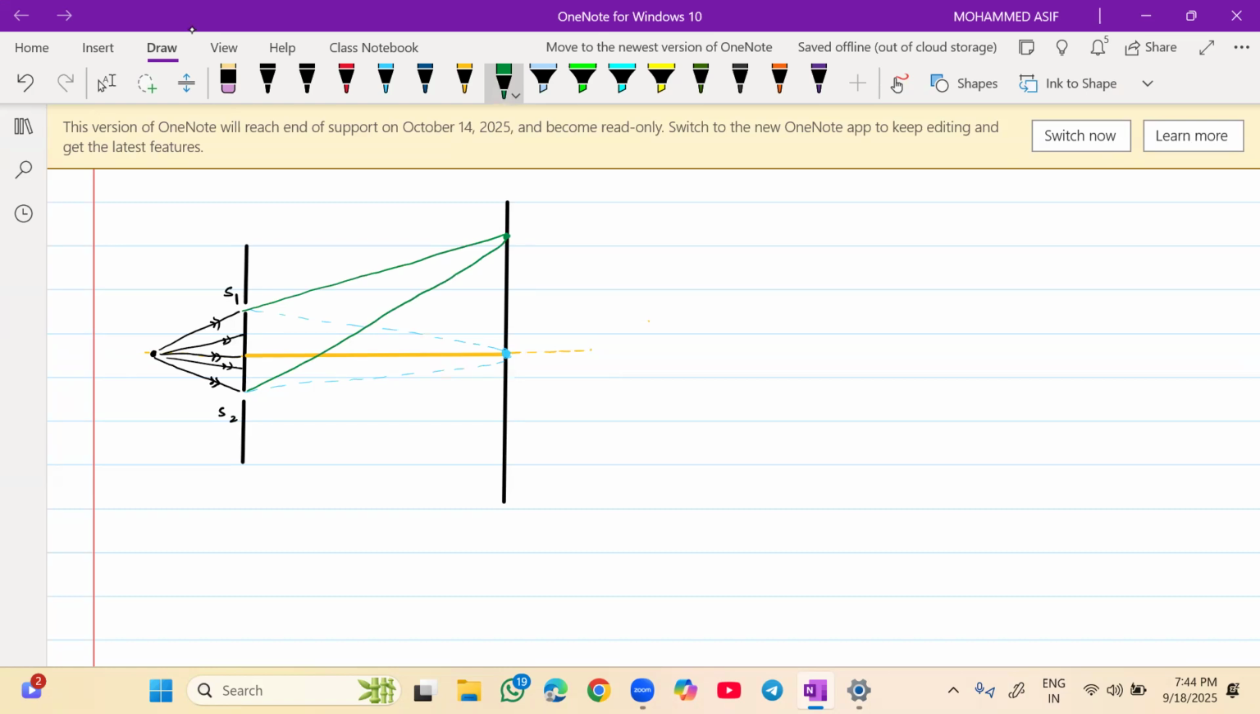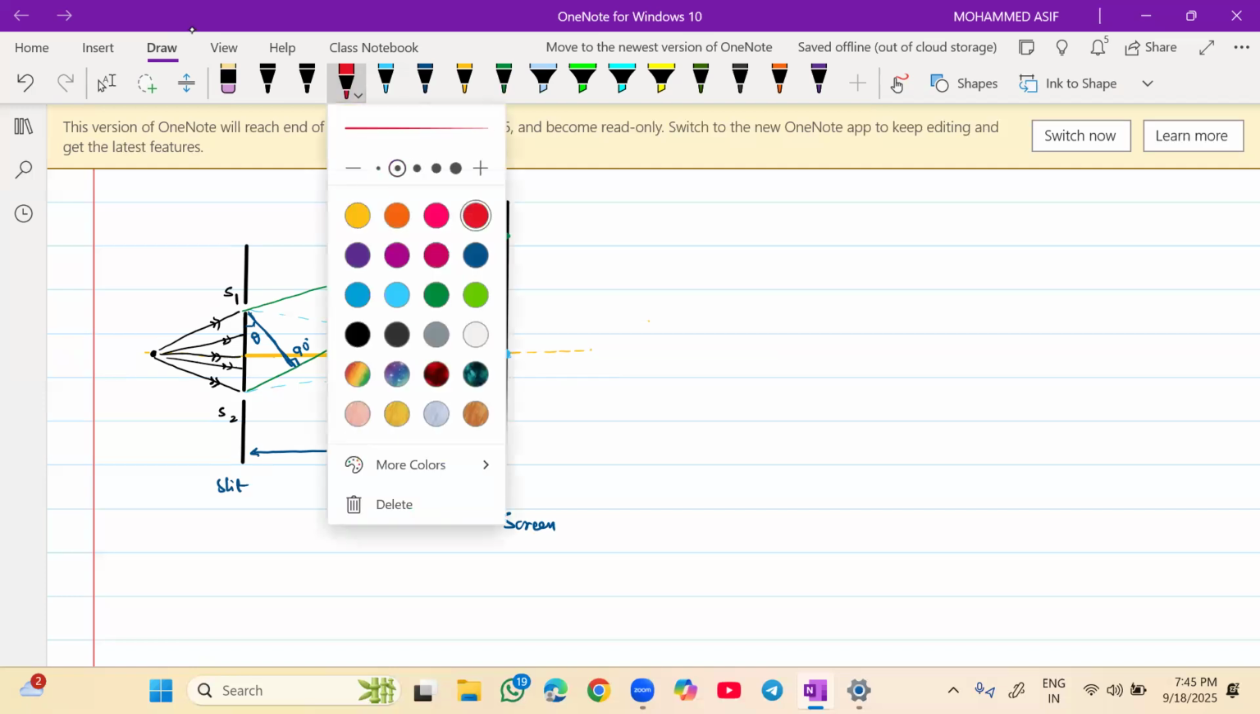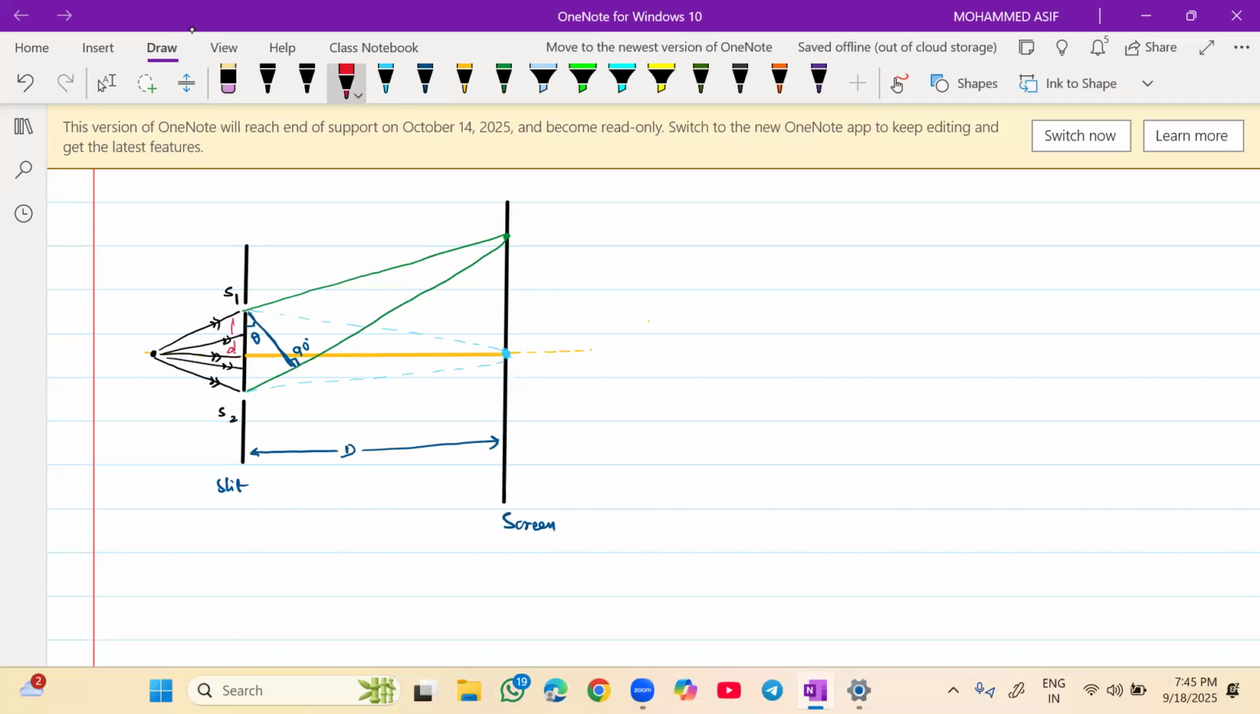So from this one, if I drop a perpendicular somewhere here, this is very important. This is your perpendicular, making an angle of 90 degrees. The small angle made here is theta. The distance between the slit and the screen is capital D. This one is known as the screen, and this one is known as the slit. S1 and S2 are two monochromatic sources. And here the distance between these two is small d.